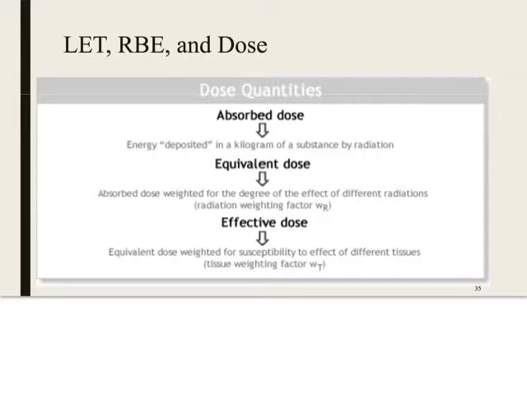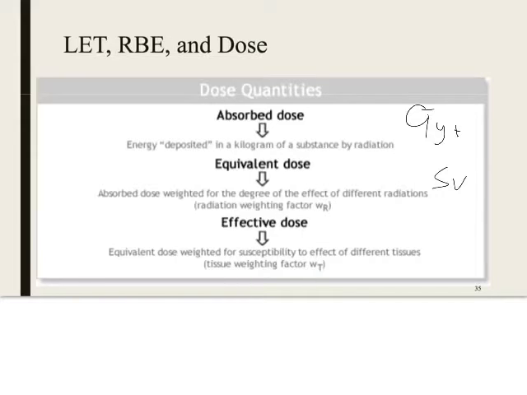So in terms of breaking down LET, RBE, and the dose, we have an absorbed dose that's going to be, like I said, given to us in gray in tissue. This is the energy deposited in a kilogram of the substance by the radiation, right? To get the equivalent dose, we're going to have to multiply that dose in gray by a weighting factor. And when we do that, the unit's going to change to sievert, right?